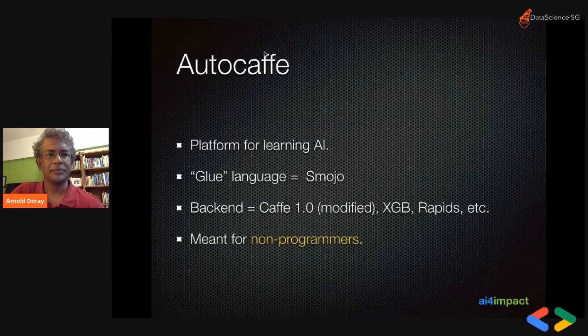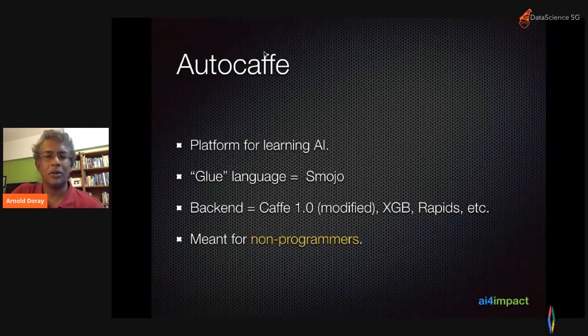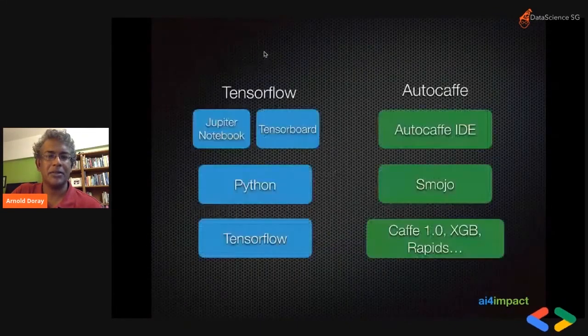All right. Now I will discuss how we solve this using a platform that we use in AI4IMPACT. We developed this platform. It's called AutoCAF. It's a platform for learning AI for beginners. We use a glue language. We don't use Python. We use something called Smojo. The backend is a modified version of Cafe 1. We use, of course, XGB, Rapids, and so on. It's specifically for non-programmers, and it's easy to use.